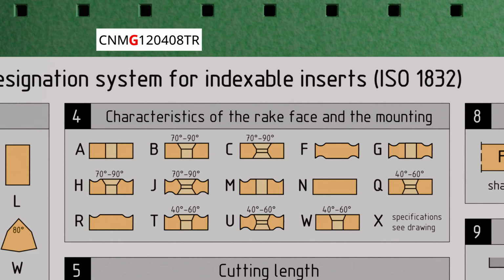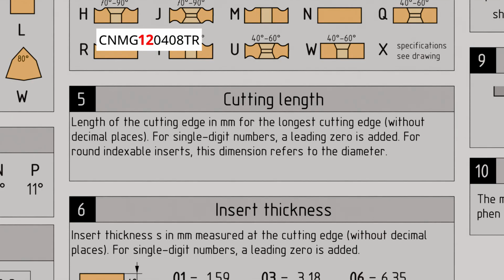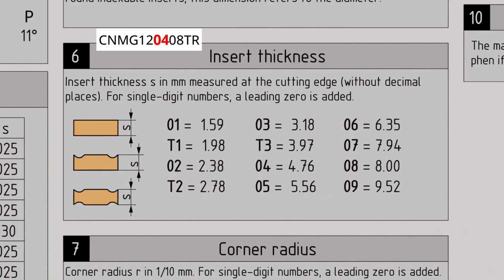After the first 4 letters, numbers follow, always in pairs. The first 2 digits indicate the length of the cutting edge in millimeters without decimal places. For single-digit numbers, a leading 0 is added. In our case, the cutting edge length is therefore 12 millimeters. The next 2 digits in the insert designation indicate the insert thickness in millimeters, again without decimal places. The exact values can be taken from the illustrated table. Again, a leading 0 is added for single-digit numbers. In our case, the insert thickness without decimal places is 4 millimeters.